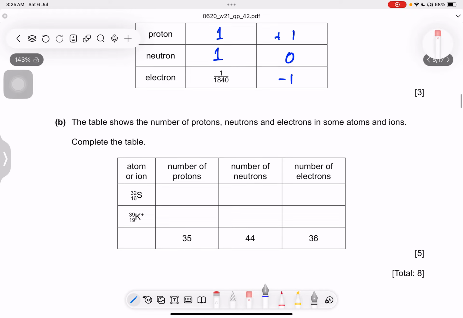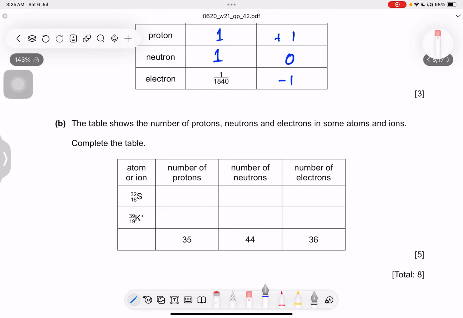Now the table shows the number of protons, neutrons, and electrons in some atoms and ions. Complete the table. Okay, so the number of protons in sulfur is 16. The smaller number is always the number of protons, and the number of neutrons is given by the mass number minus the proton number. So 32 minus 16, which will be 16. The number of electrons is the same as the number of protons in a neutral atom, so 16.